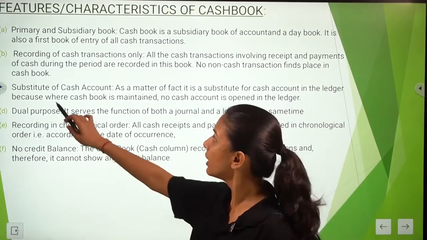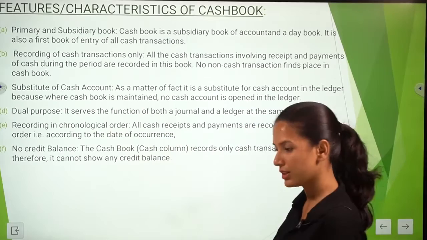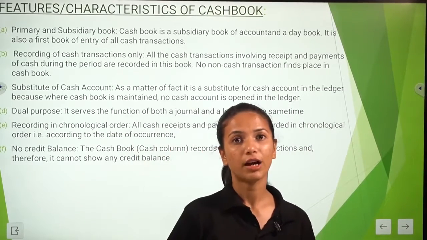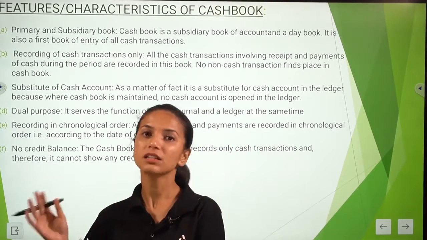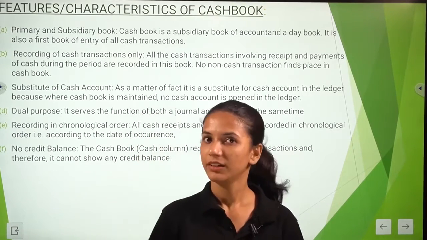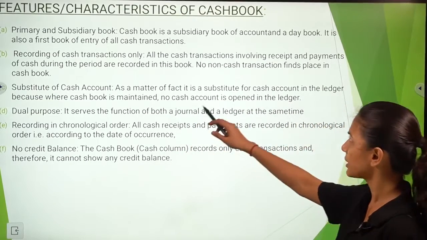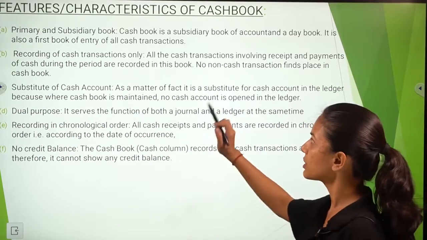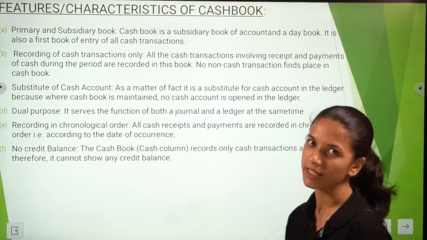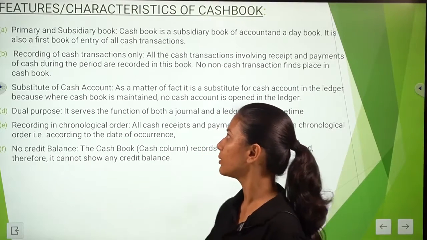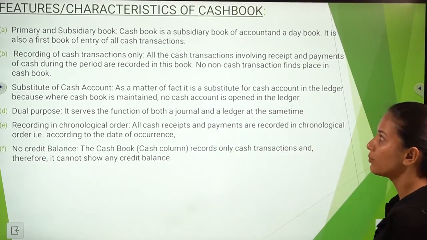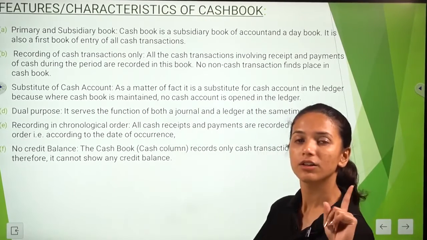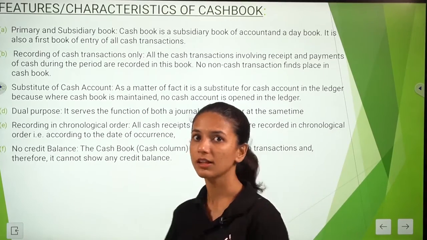Okay. Next we have substitute of cash account. So it is a substitute of cash account. If we maintain the cash book, then there is no requirement to prepare a cash account under the ledger account. Right? As a matter of fact, it is a substitute for cash account in the ledger, because where cash book is maintained, no cash account is opened in the ledger. Next we have dual purpose. It serves the function of both a journal and a ledger. So it is a dual purpose account. It also acts as a journal and also acts as a ledger.